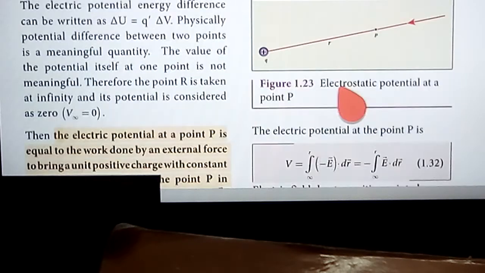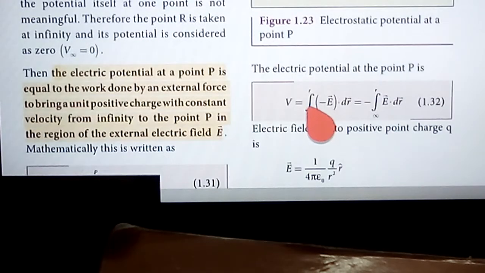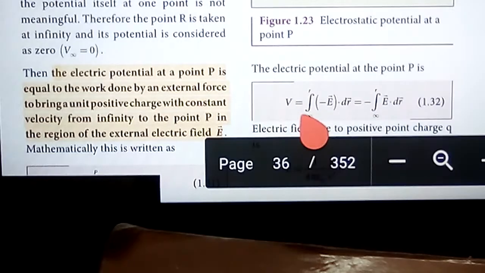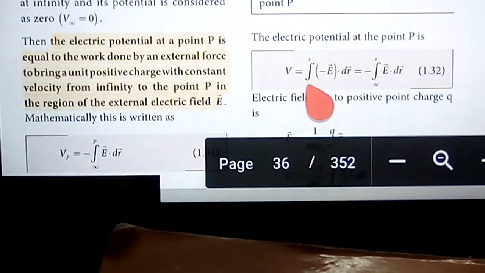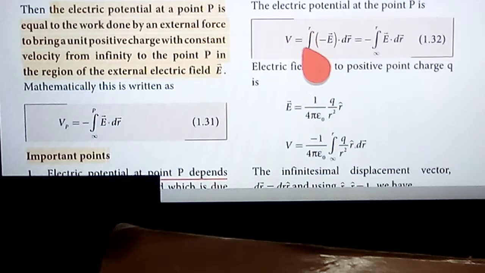Now the electric potential at the point P is given by V equal to integral infinity to r, because we are bringing the charge from infinity to the point r, of minus E dot dr, and that's equal to minus integral infinity to r E dot dr. That we are taking as equation 1.32.